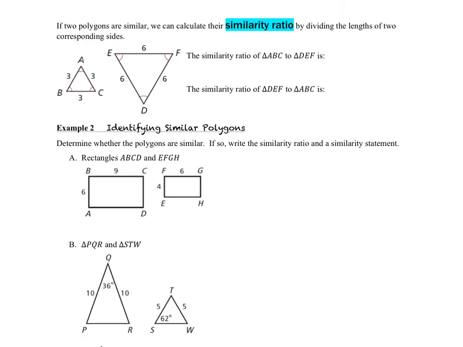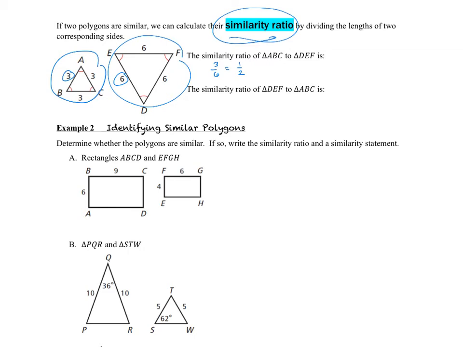If two polygons are similar, we can calculate the similarity ratio by dividing the lengths of the two corresponding sides. So ABC to DEF, so I'm looking to the left first, ABC over DEF. It looks like one side's 3 over 6, and we simplify that, we get 1/2.